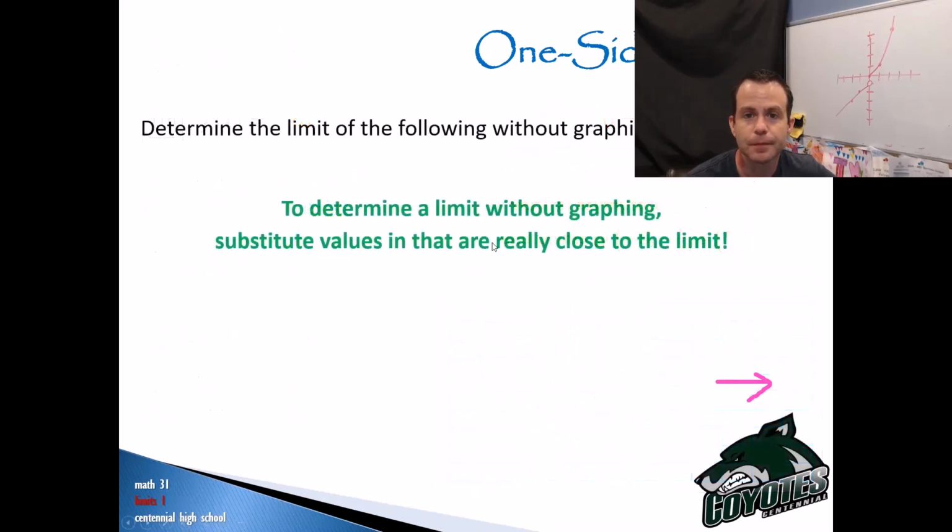Awesome. Okay, determine the limit of the following without graphing. To determine a limit without graphing, substitute values that are really close to the limit. So for instance, let's say I'm approaching 2 from the left. Well, I want to look at like 1.9 and 1.999 and 1.99999. That approaches 2 coming from the left. Think about it as a number line, okay? If I approach 2 coming from the right, I want to try maybe like 2.001 and 2.00001. That's approaching it from the right. I'm getting closer and closer to coming from the right, okay?